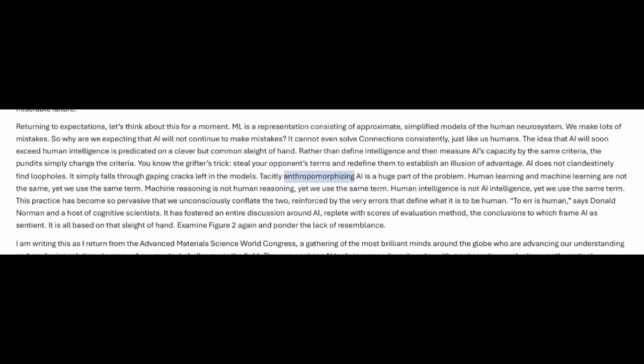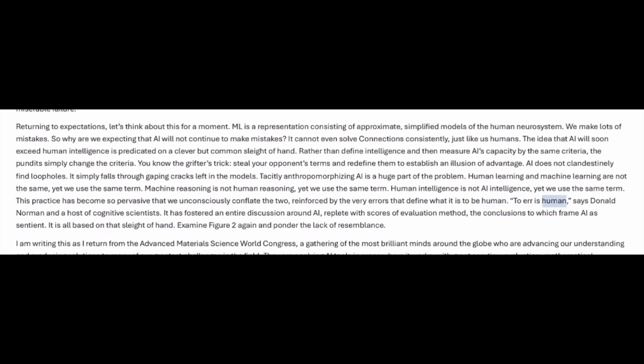Tacitly anthropomorphizing AI is a huge part of the problem. Human learning and machine learning are not the same, yet we use the same term. Machine reasoning is not human reasoning, yet we use the same term. Human intelligence is not AI intelligence, yet we use the same term. This practice has become so pervasive that we unconsciously conflate the two, reinforced by the very errors that define what it is to be human.